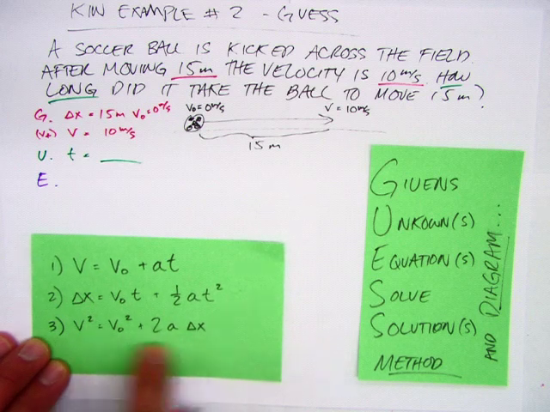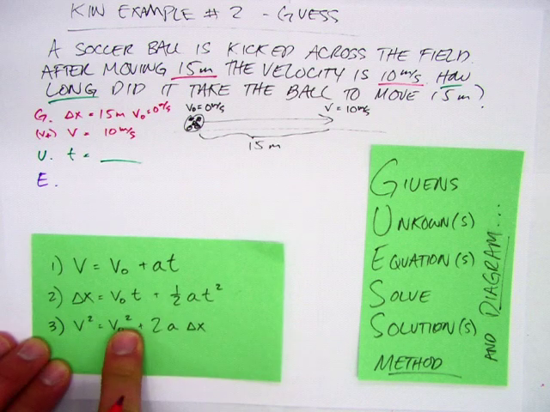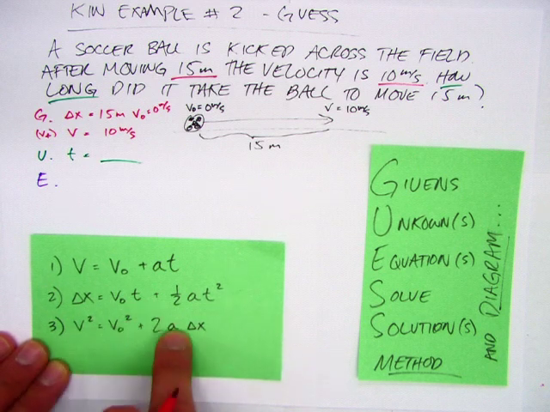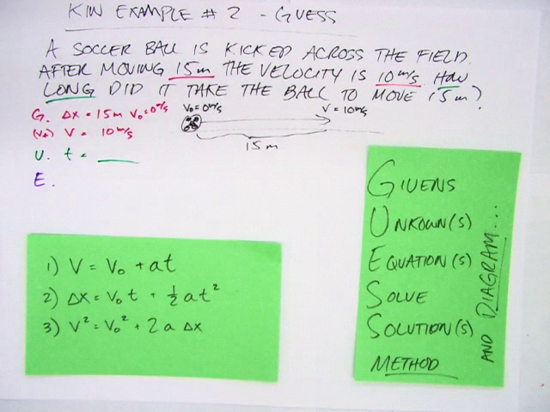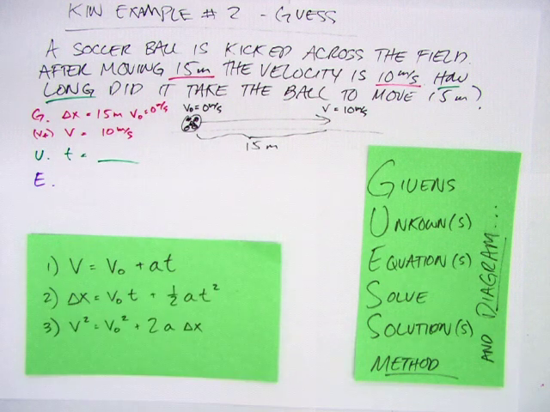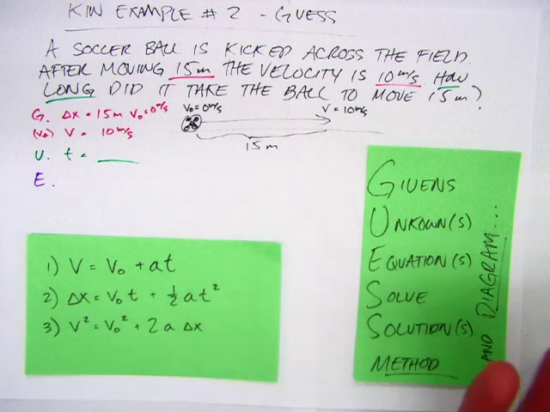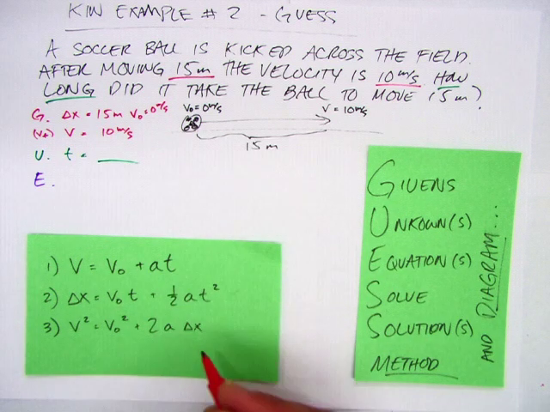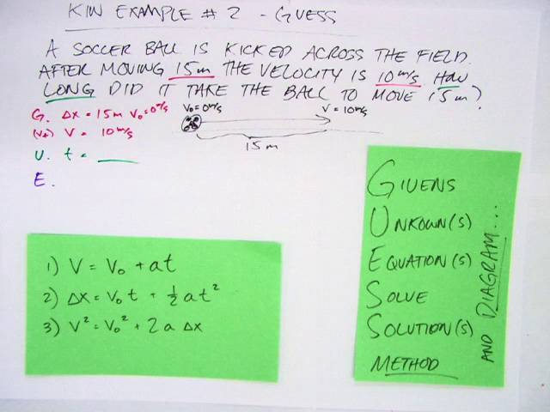Third one, I know v, I know v naught, I know delta x, so this is the only one I can use, but it doesn't solve for t. But hopefully the light bulb's going off. If I know a though, I can go back to the first one or the second one. The first being simpler, right? Because I don't have the t squared quadratic, I just have t. If I have a, I can go back to equation 1, use the a I find in equation 3, plug it in and solve for t. So this is a two-step problem.